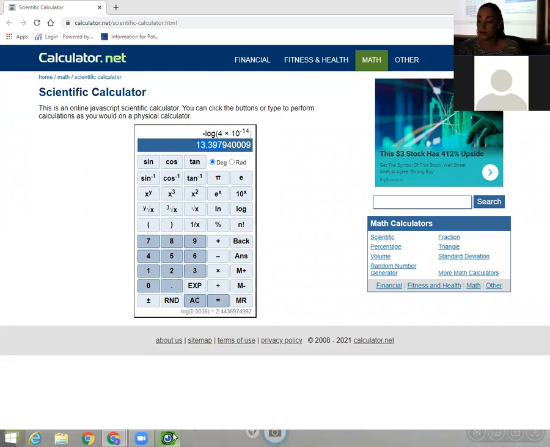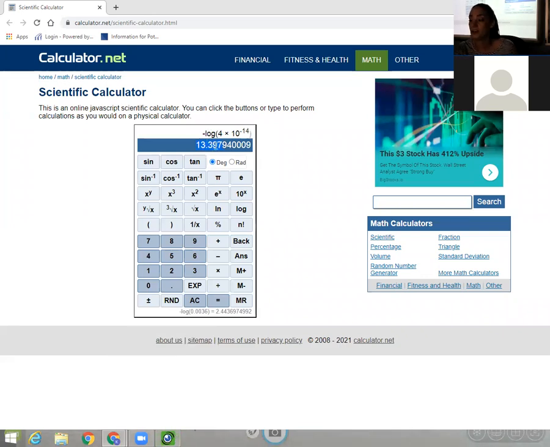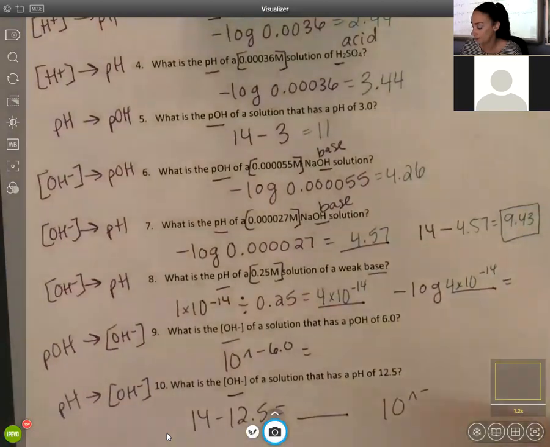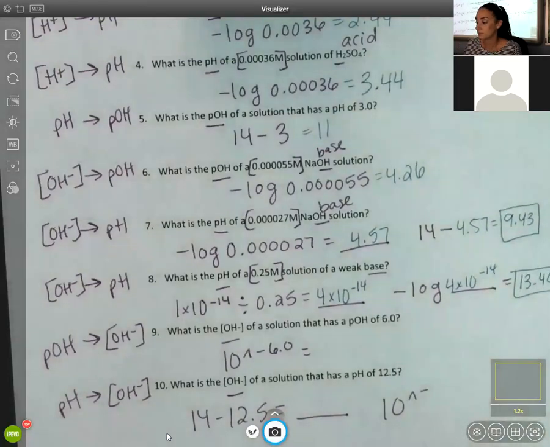But like I said, your answers are multiple choice. So if you don't see like 13.39 there, you see 13.40. It's the same thing. Pick the closest answer. Okay.